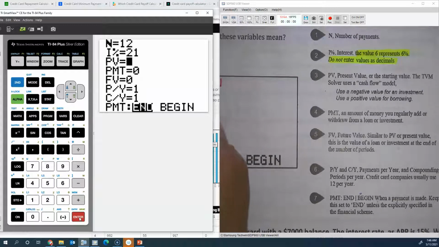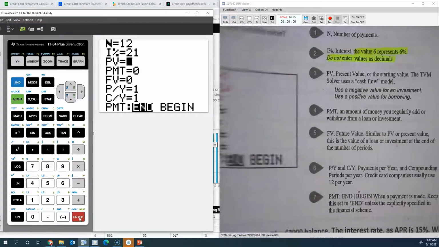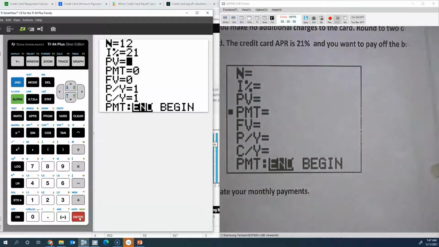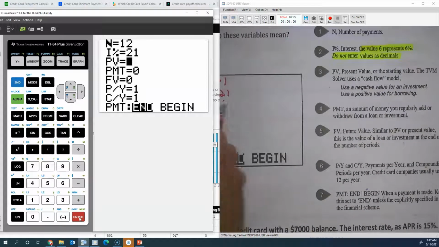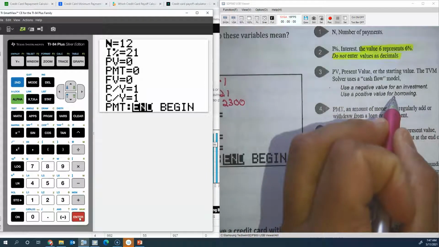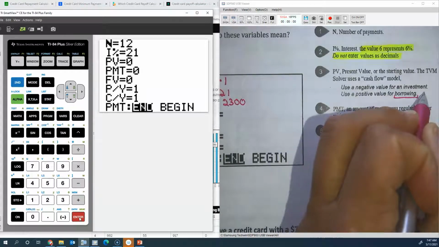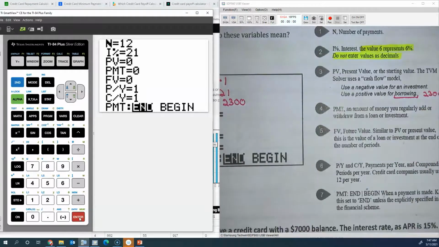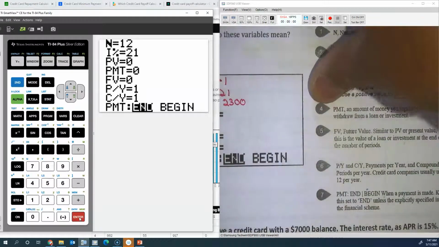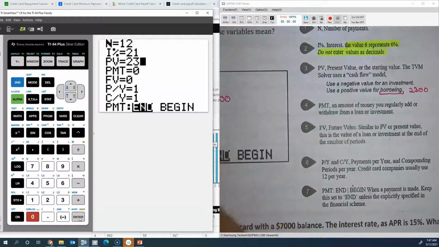Let's see, we got 21 here. And wait, how much was my amount there? 2,300, I'm sorry. This is because we borrowed 2,300. So that number goes in as a positive. So 2300. Now we want to calculate the payment, so we're just going to skip over that one. Leave it at 0? Yeah, we'll come back to it.